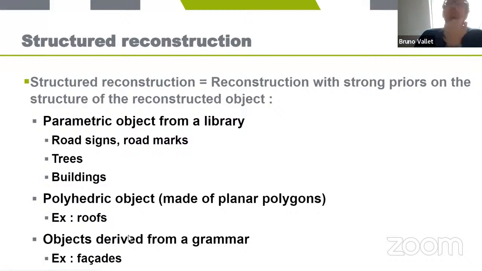Or you can also want to reconstruct objects that are derived from a grammar. There have been lots of works on trying to make grammars to parse facades, for instance. And so reconstructing these higher-level structured objects is a difficult topic. So here I'm going to present a few works on this question.